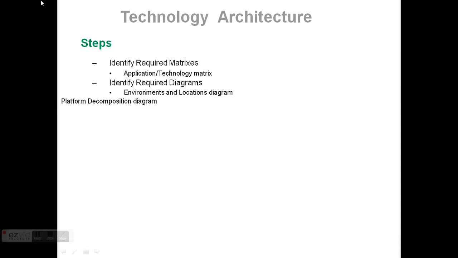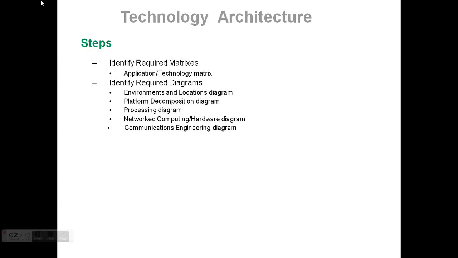These diagrams are probably suggested to be considered. One is the environment and location diagram. Next, the platform decomposition diagram. We could have a look at the processing diagrams, and network, computing and hardware diagrams. We could probably look at the communications engineering diagram as well. Or you could come up with some other diagrams that could indicate different viewpoints of the system.